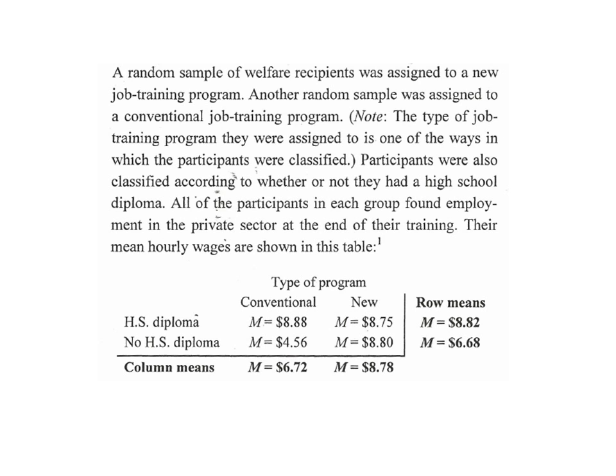So when we are looking at this table, we have high school diploma to your left, and no high school diploma on the column. Now on our rows we have conventional and new. So that would be the conventional job training program and the new job training program. Now let's look at the first column, our first column of means.